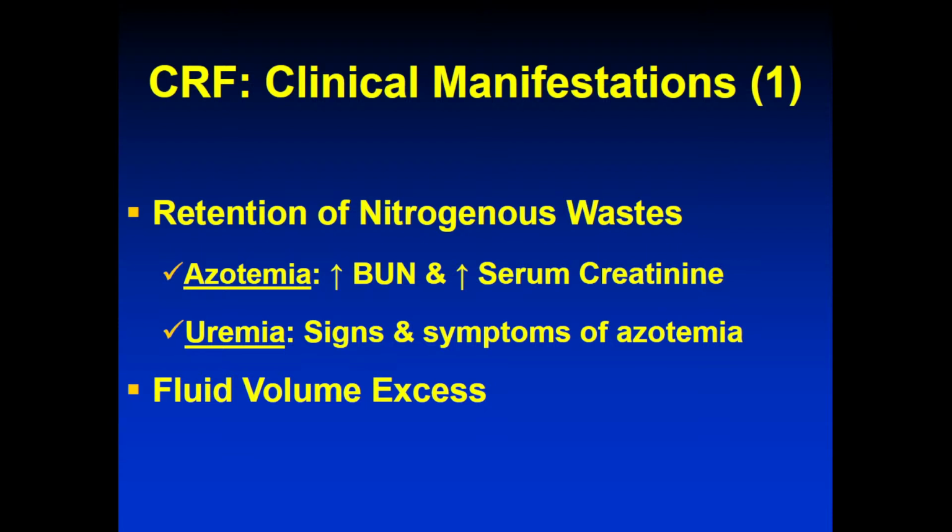Now we'll discuss the clinical manifestations. Retention of nitrogenous wastes leads to azotemia, with an increased level of BUN, blood urea nitrogen, and serum creatinine. Uremia means the presence of signs and symptoms of azotemia. And fluid volume excess.